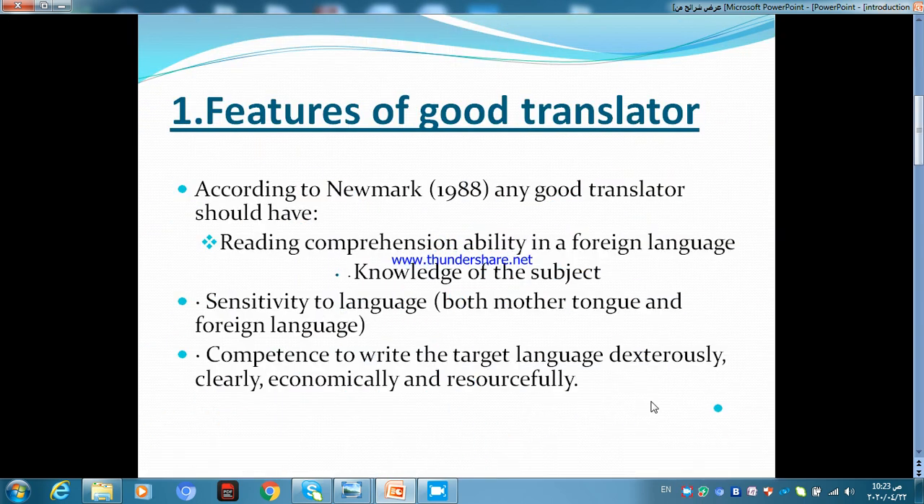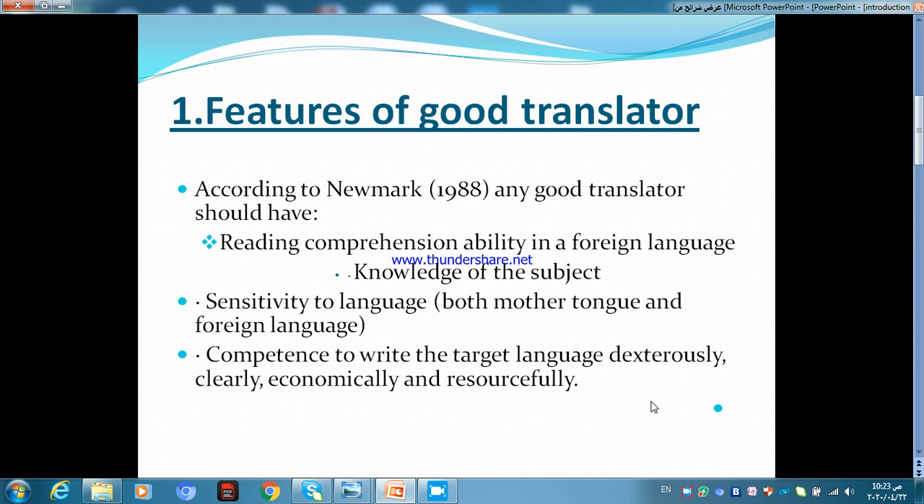Today we are going to explain the features of a good translator. According to Newmark 1988, any good translator should have the following features. You as a translator must have the ability to comprehend the foreign language that you are going to translate. You must have knowledge of the subject matter that you are going to translate.